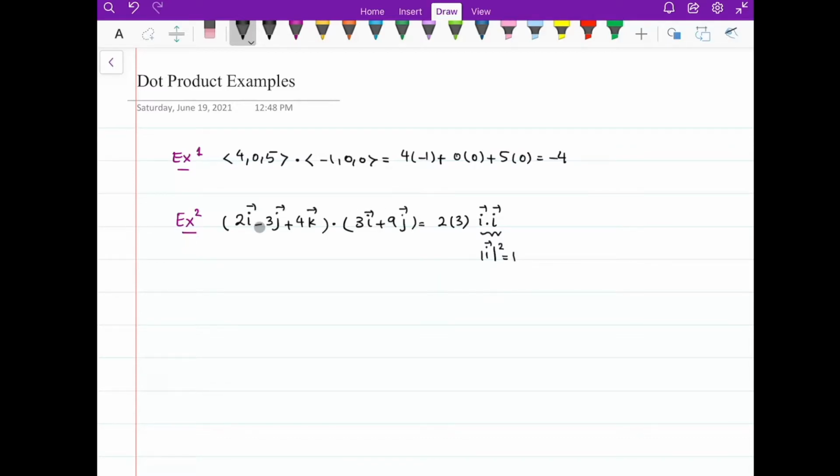And then I get -3 times 9, so plus -3 times 9, and then I have j dot product with j, okay? And this is 1 again, and then plus 4k times 0, so plus 4 times 0, and then k dot k. So I can write this as 2 times 3 plus -3 times 9 plus 4 times 0, so together I get 6 minus 27 plus 0, -21. Okay, good.